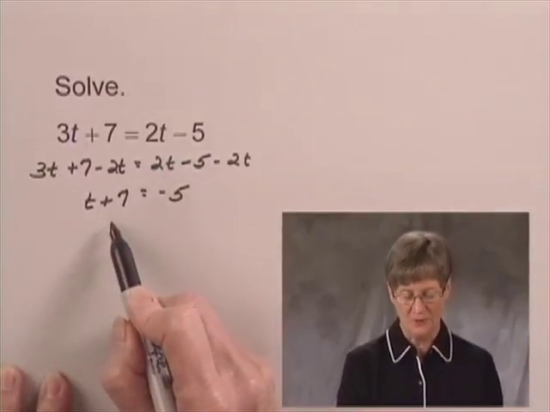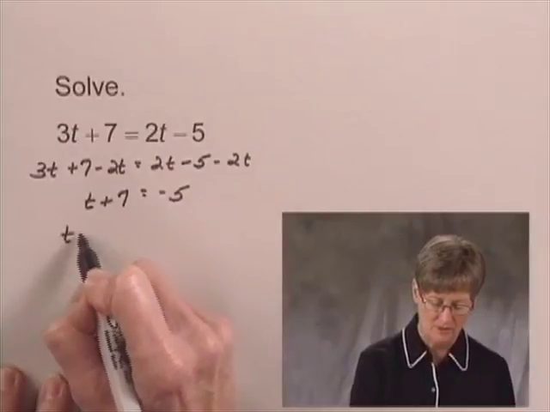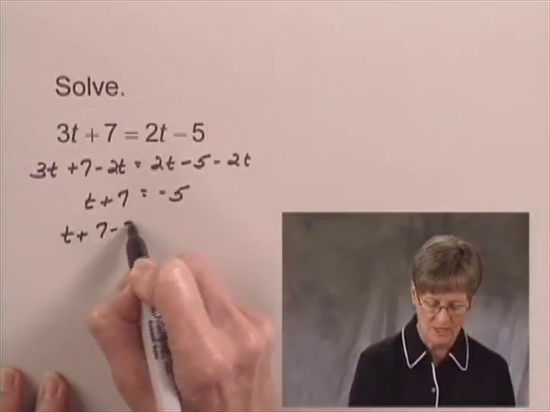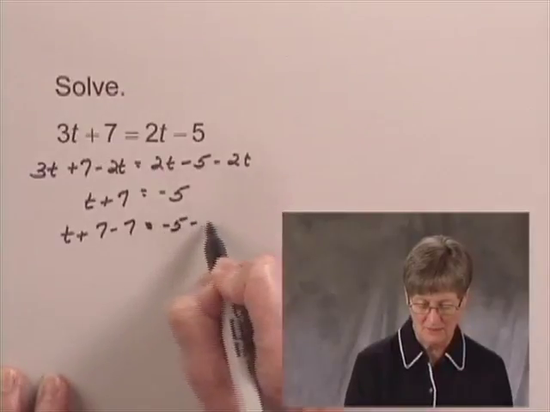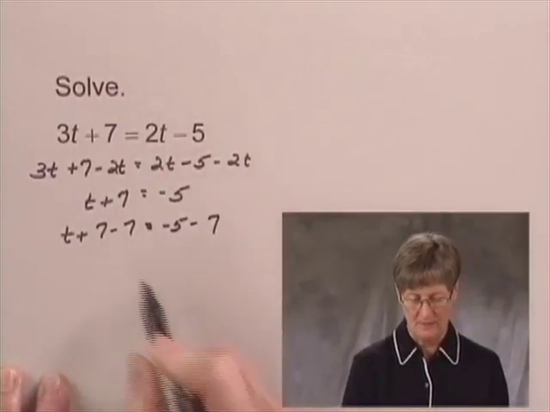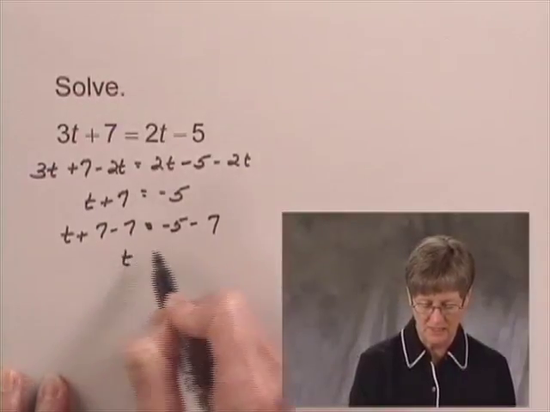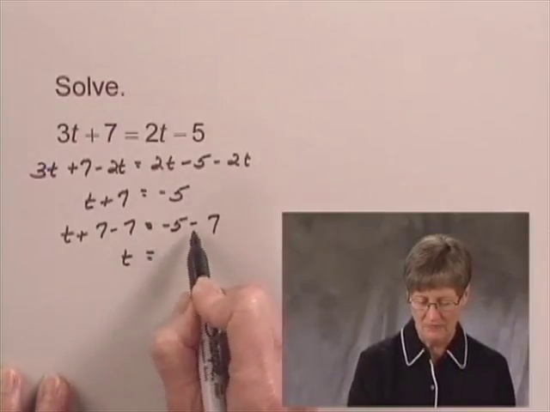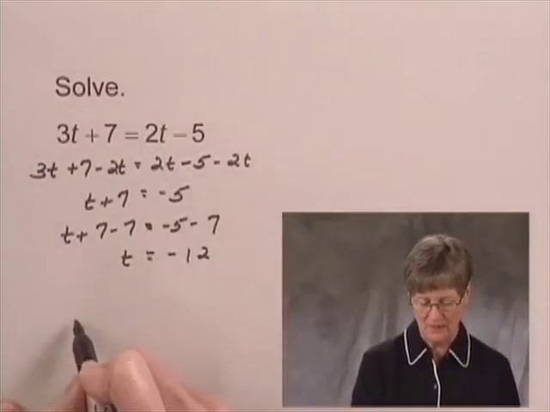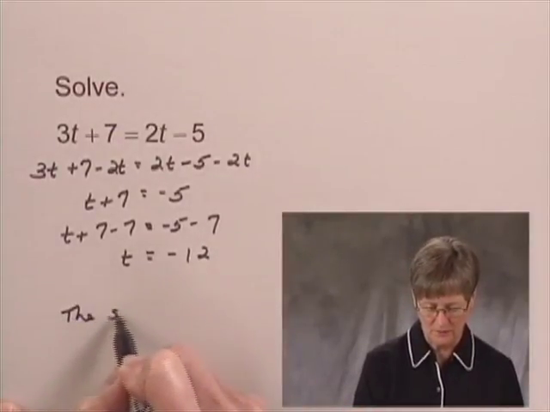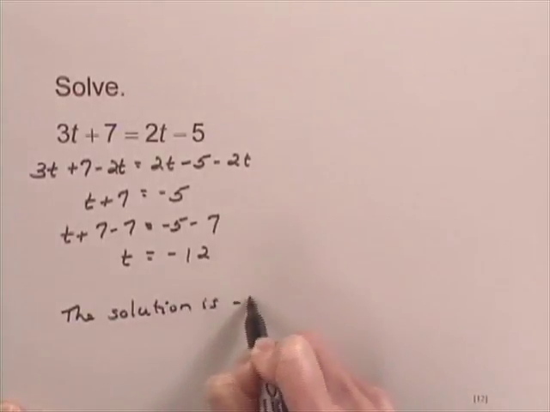Now to get t alone on the left-hand side, I can subtract 7 on both sides of the equation. t plus 7 minus 7 equals negative 5 minus 7. 7 minus 7 is 0, so I have t plus 0, or just t, on the left-hand side. Negative 5 minus 7 is negative 12. So we can say then that the solution of the equation is negative 12.